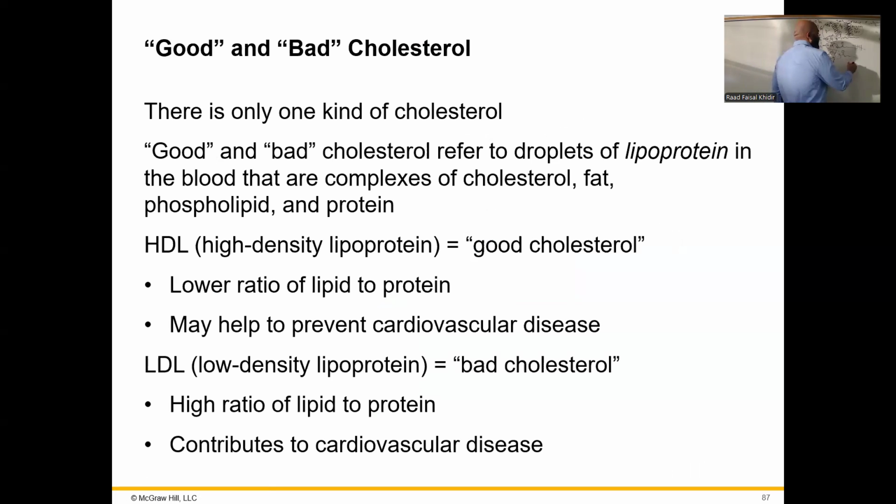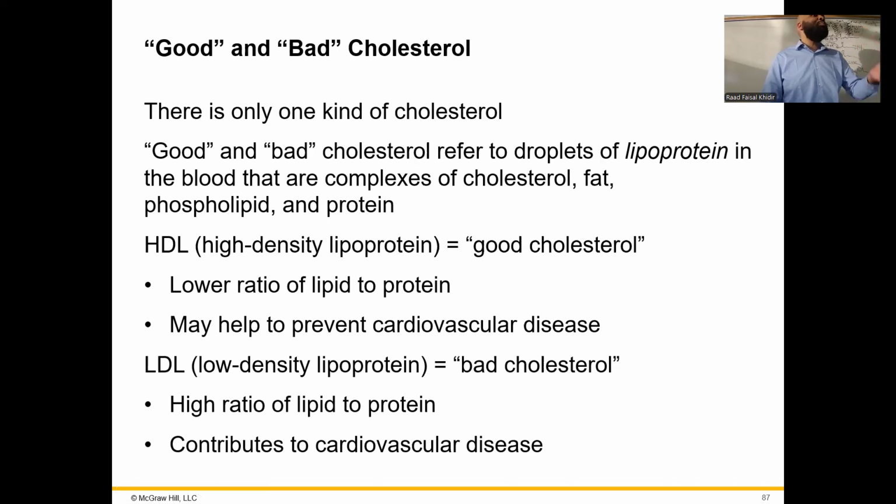There's good cholesterol and bad cholesterol. Good cholesterol is HDL, high density lipoprotein, and bad cholesterol is LDL. There is only one kind of cholesterol; good and bad refer to the lipoprotein droplets in the blood. This cholesterol cannot be carried around in the blood as cholesterol because cholesterol is hydrophobic. So we need a carrier, and it is carried by a lipoprotein.